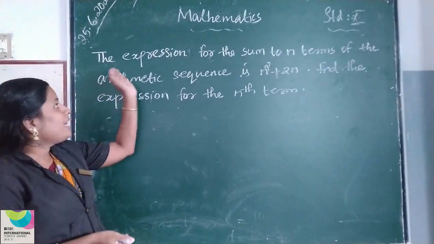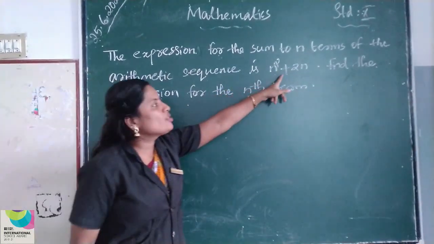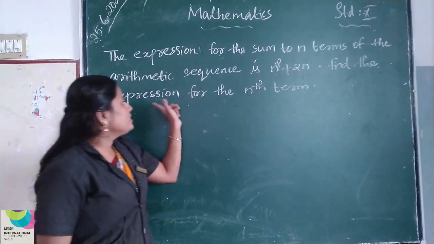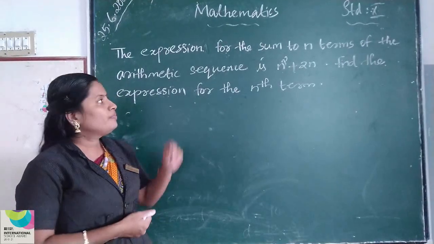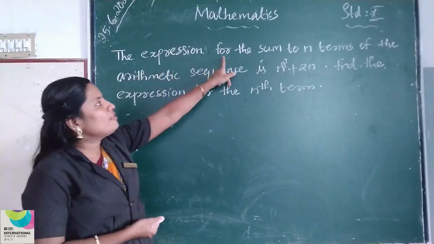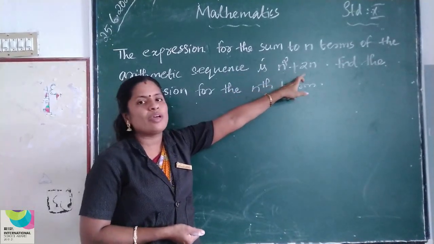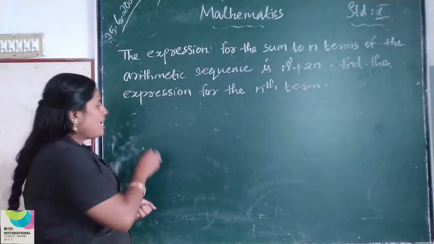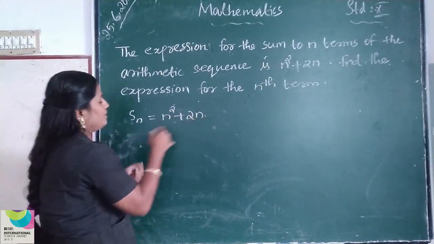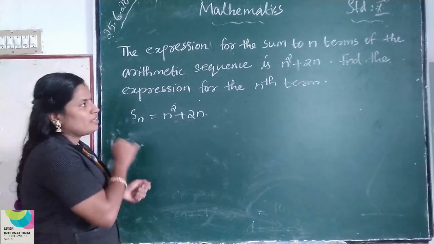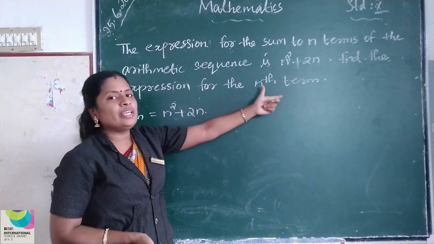Next problem. The expression for the sum to n terms of the arithmetic sequence is n square plus 2n. Find the expression for the nth term. So in this question the expression for the sum to n terms of the arithmetic sequence is given, that is n square plus 2n. That means Sn equal to n square plus 2n. Sn means sum to n terms.